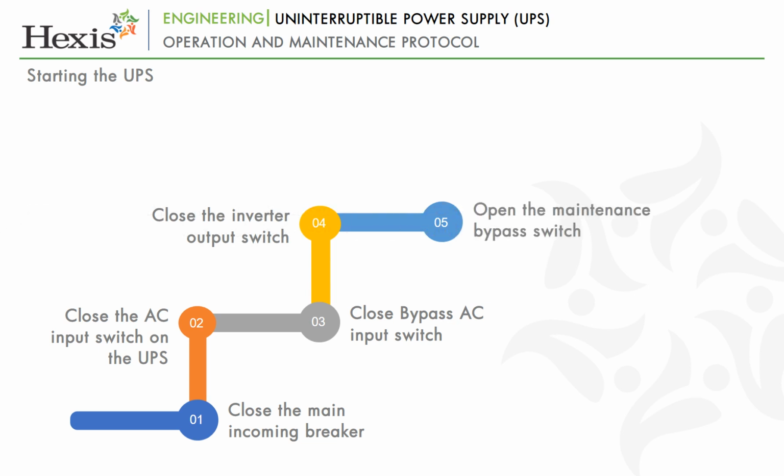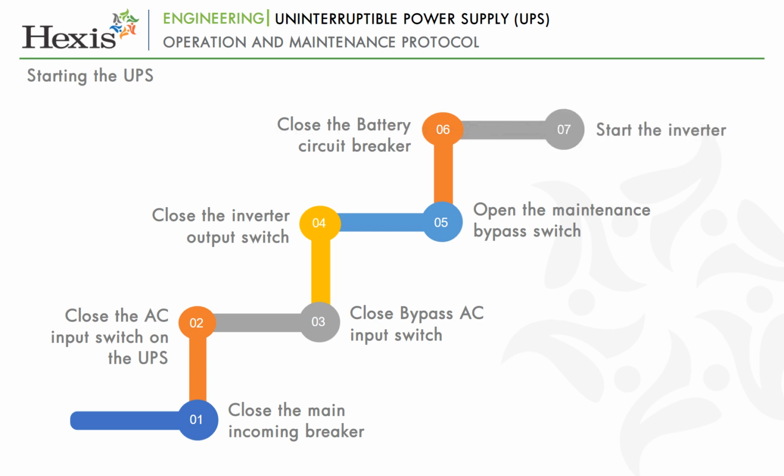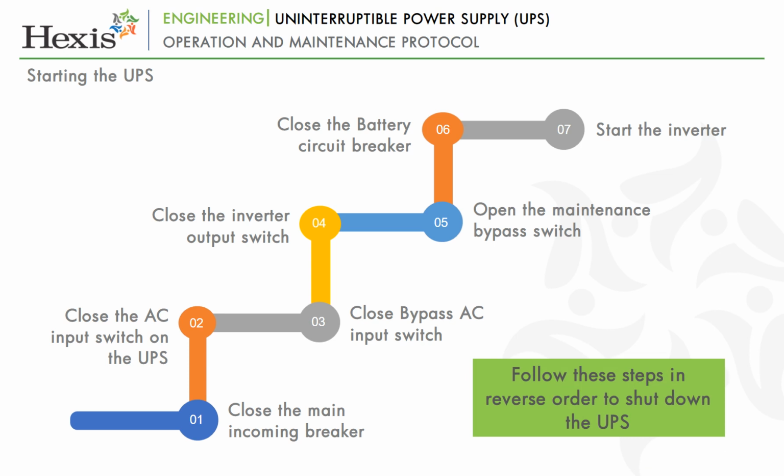Open the maintenance bypass switch. Close the battery circuit breaker. This brings battery into circuit. Start the inverter. When the inverter is ready, the load is transferred to UPS. Follow the given steps in reverse order to shut down the UPS.